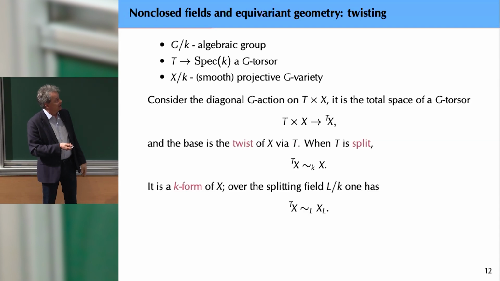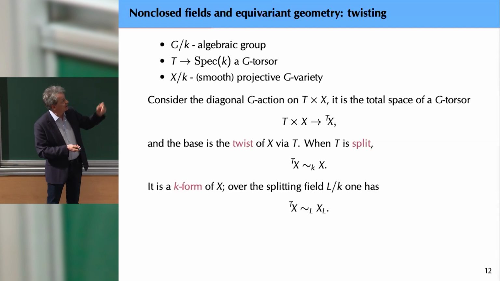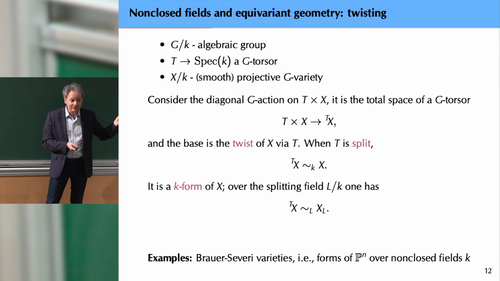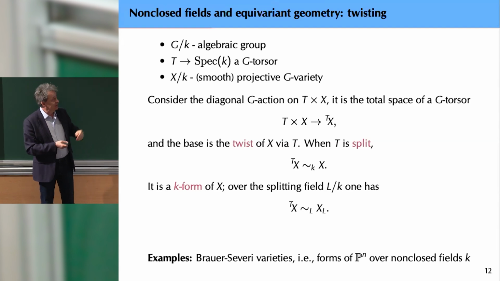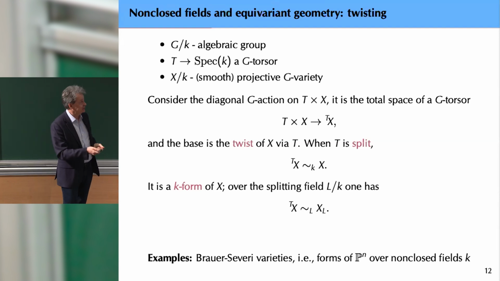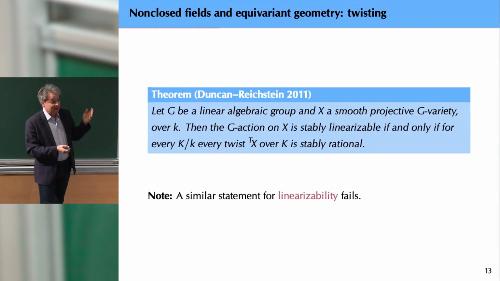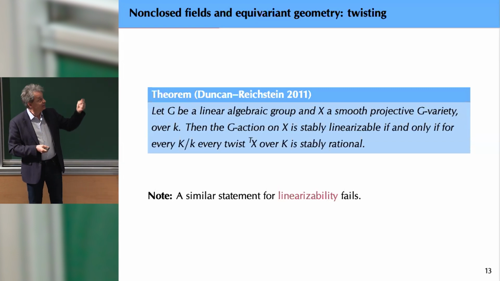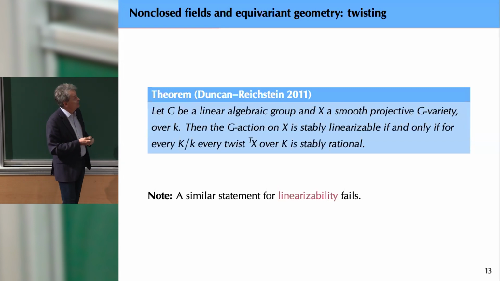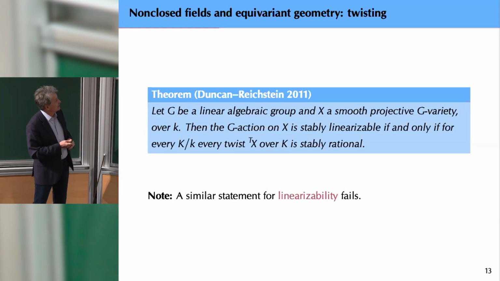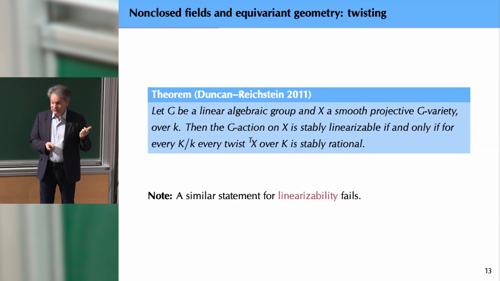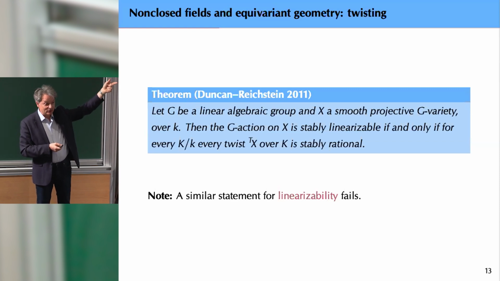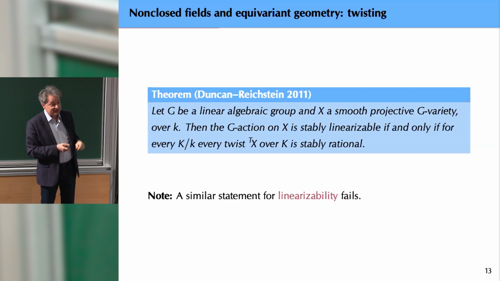Of course, if the torsor is split, then all you get is the variety itself, but otherwise you just get a form of your variety over a non-closed field. A standard example, again, is the Brauer-Severi variety being a form of projective space, as I mentioned Brauer-Severi varieties before. Now, these notions, stable linearizability and stable rationality over non-closed fields, are related via this recent theorem. If you have a smooth projective G variety, then the G action is stably linearizable if and only if for every extension and for every twist of your variety over that extension, the corresponding twist is stably rational.